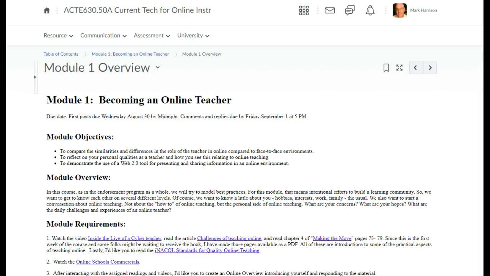The course I'll be discussing is ACTE 630, Current Technology for Online Instruction, which I just took this past fall. I did take some other online courses, but they were so long ago that I don't really think they're applicable. So let's cut to the chase. How did it hold up against the standards? Well, of course, very well.